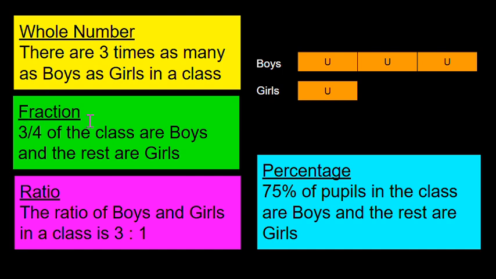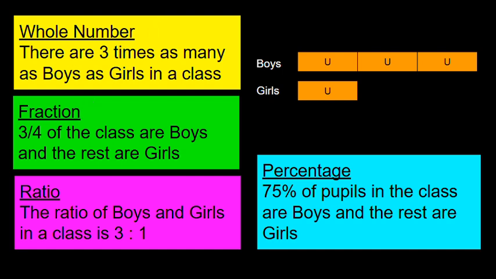So by the time they reach P6, when they learn about ratio, for the same question, they can now say that the ratio of boys to girls in the class is 3:1. So it's exactly the same as saying that there are 3 times as many boys as girls in the class. So now if you understand this part, you see that they are all talking about the same thing. It's just another way of representing it, whether you're representing it in ratio, fraction, or whole number.